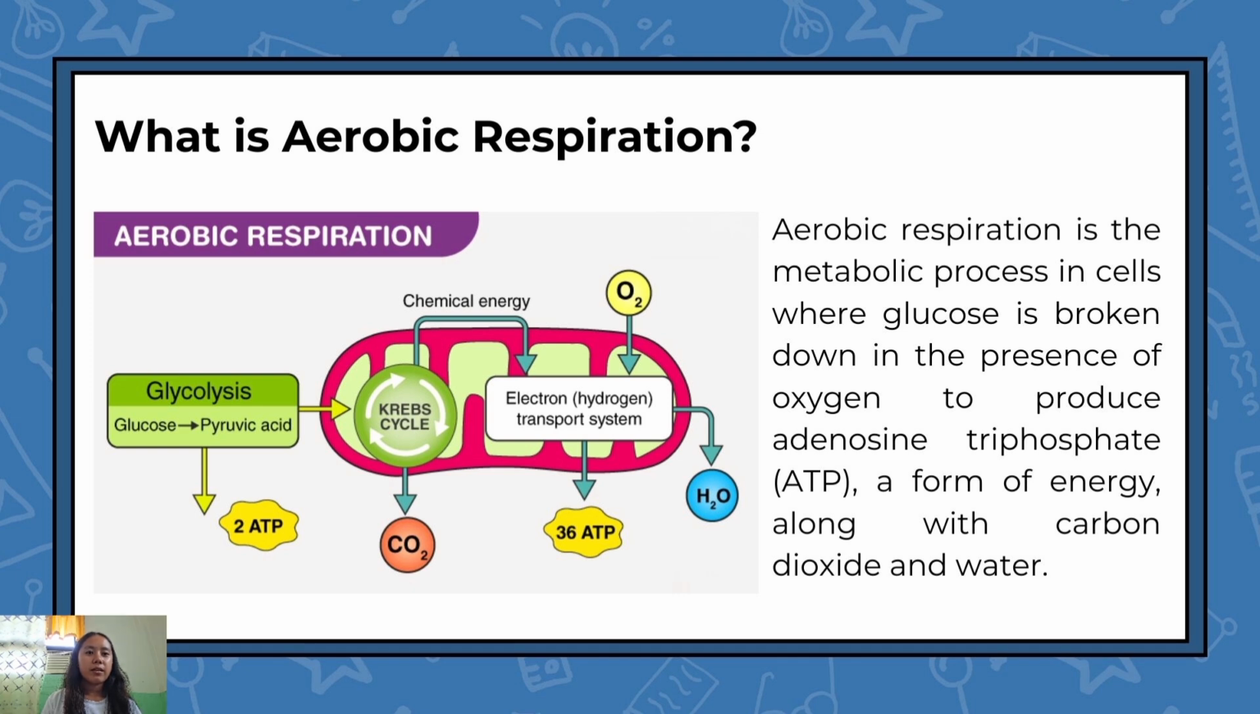Aerobic respiration is how our cells make energy using food and oxygen. We eat food like sugar or glucose. Then our body uses oxygen to break it down. This process happens mostly in the mitochondria, the powerhouse of the cell. It produces energy like ATP, which our body uses to move, think, and grow. The leftovers are carbon dioxide, which we breathe out, and water.